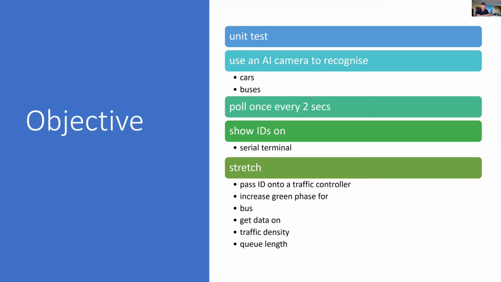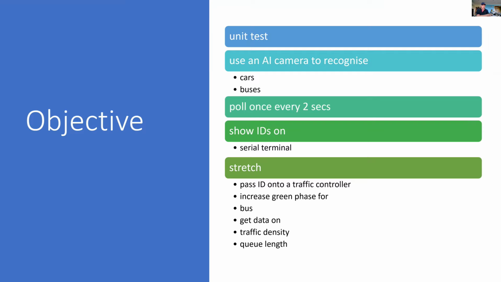And the main objective is just to recognize if cars and buses are present prior to an intersection. Well, I'm going to use a technique of polling every 2 seconds. And I'll show the IDs of the cars and the buses on a serial terminal on my Windows PC.